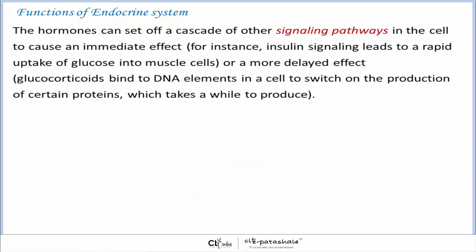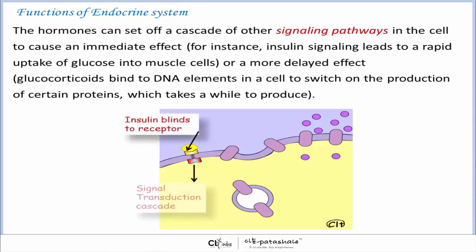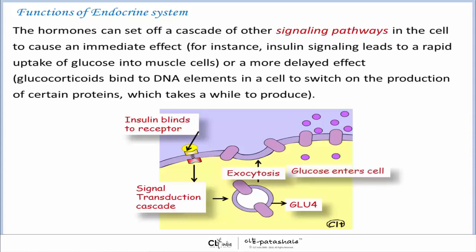The hormones can set off a cascade of other signaling pathways in the cell to cause an immediate effect. For instance, insulin signaling leads to a rapid uptake of glucose into muscle cells, or a more delayed effect, that is, glucocorticoids bind to DNA elements in a cell to switch on the production of certain proteins, which takes a while to produce. So insulin binds to a receptor, triggering a signal transduction cascade, which results in GLUT4 exocytosis. Glucose enters the cell.